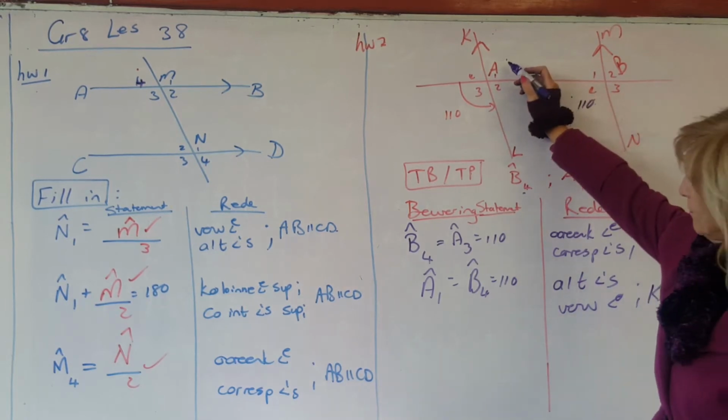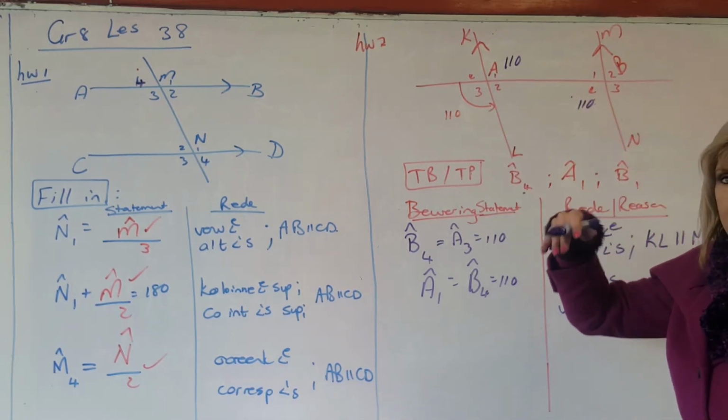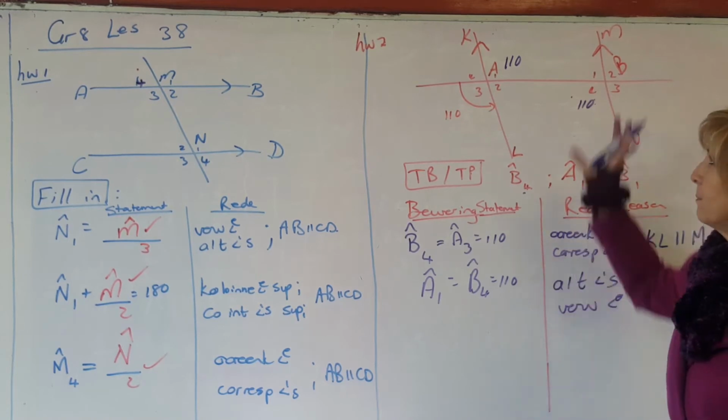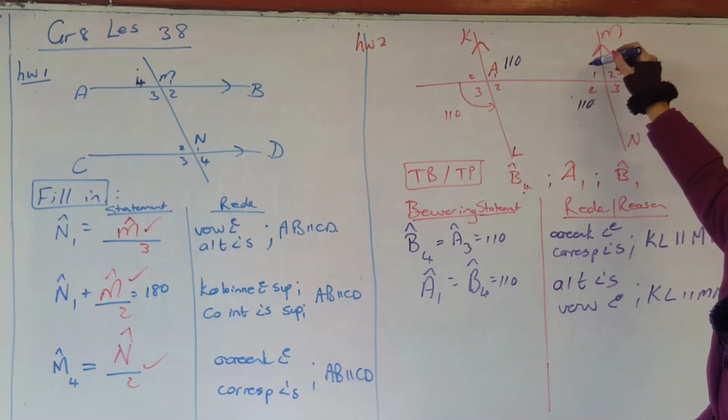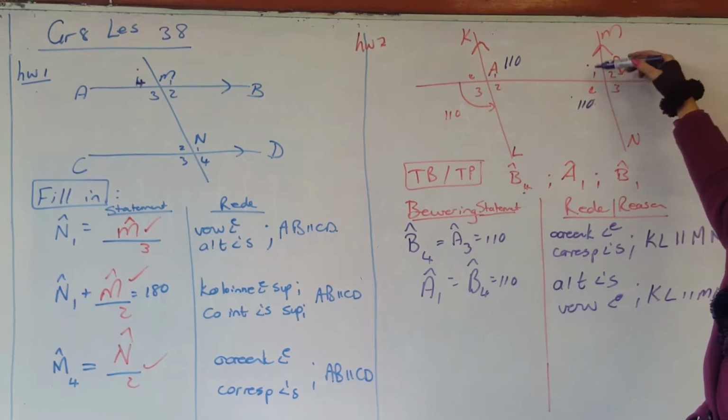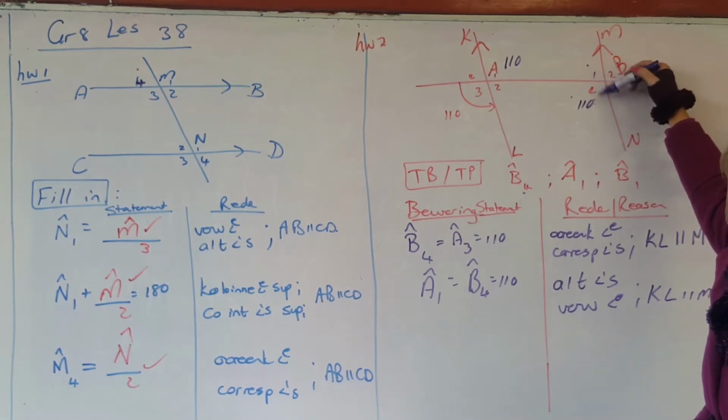So now, I've written it here, 110. As you go along, what you get, what you find, put it on the sketch. Then they want to find B1. So what would B1 now be? Reguit lyn, juffrou, absolutely straight line.